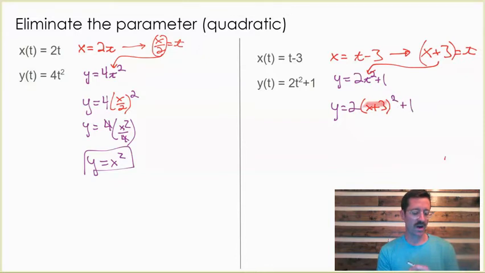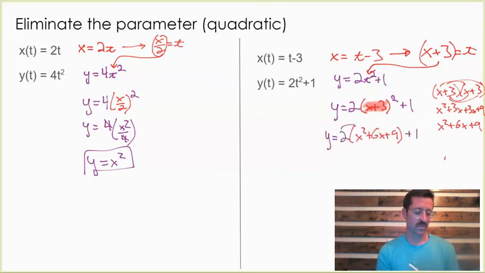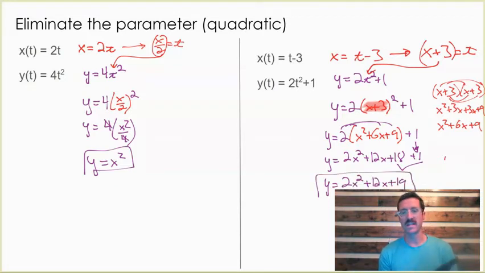We've got to be careful here when we square out this binomial. In order to square out that binomial, you have to do x plus 3 times x plus 3. Almost ran out of space there, but that's going to become x squared plus 6x plus 9. And then I'll distribute my 2. And we've got to combine those like terms right there. So our final form of this is y equals 2x squared plus 12x plus 19.